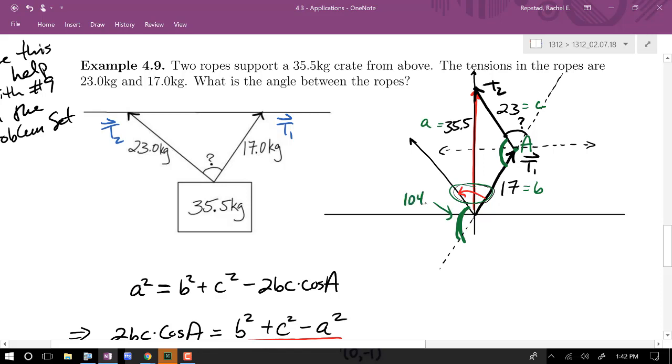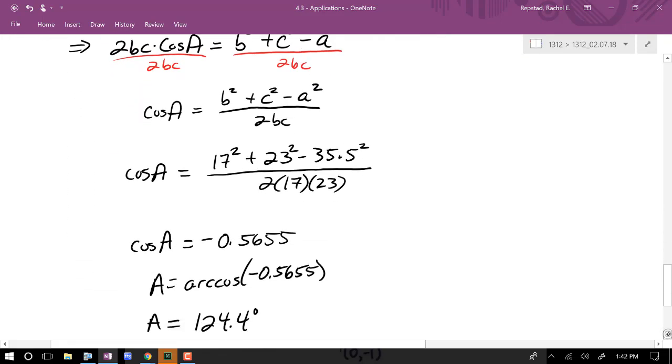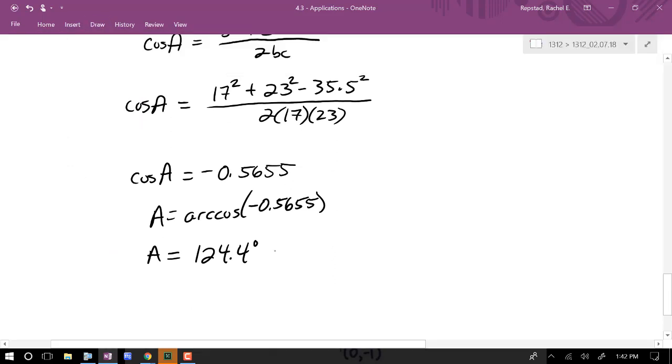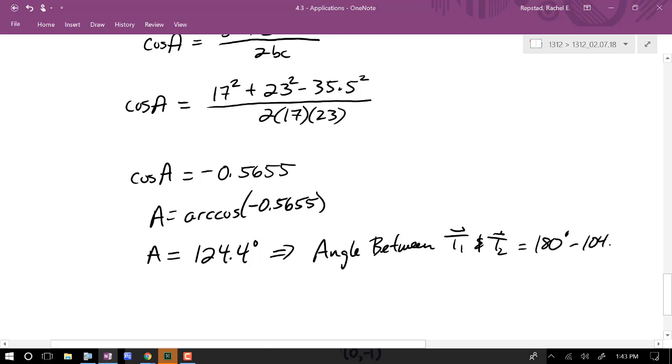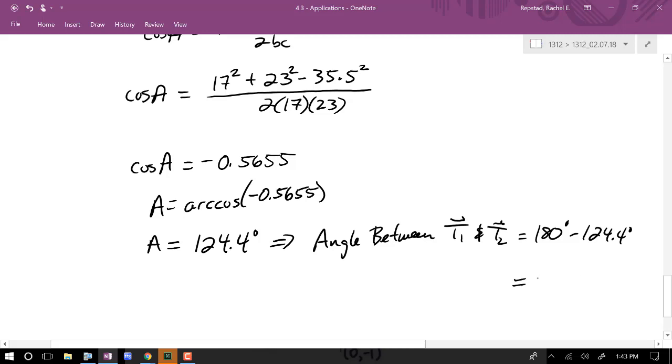So this is the 124.4, and we want one in red. So we'll just find the supplement. Oops, 124. Why did I write 104? And this gives us 55.6.